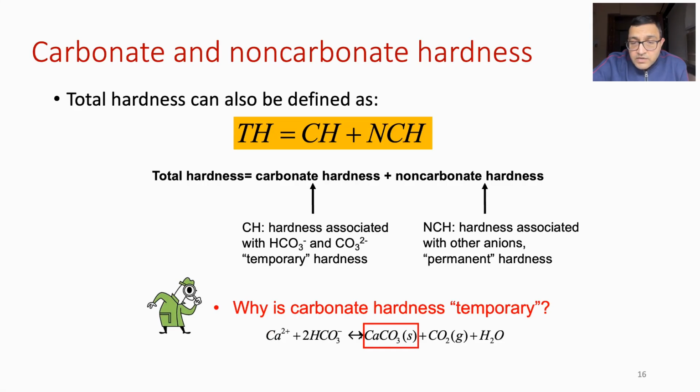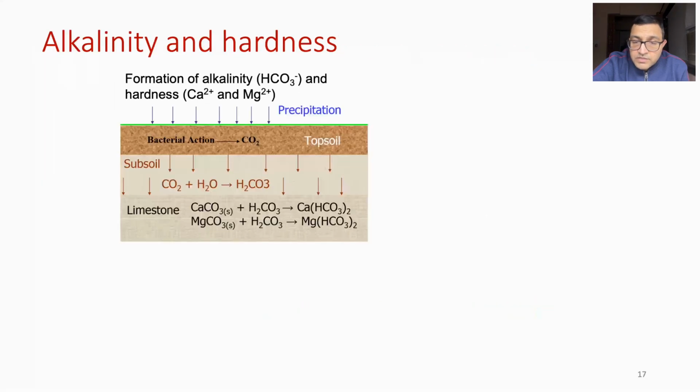Now, why is carbonate hardness temporary? Because calcium can react with the carbonate minerals to form a calcium carbonate precipitate and more easily get removed from the system. On the other hand, the non-carbonate hardness is difficult to remove from the system, and that's why it's called a permanent hardness.